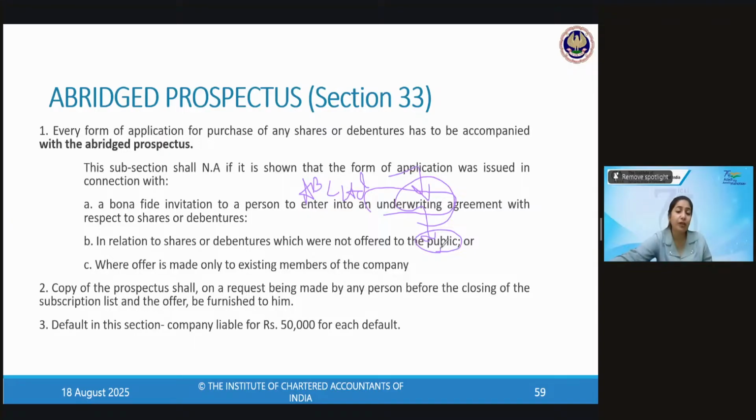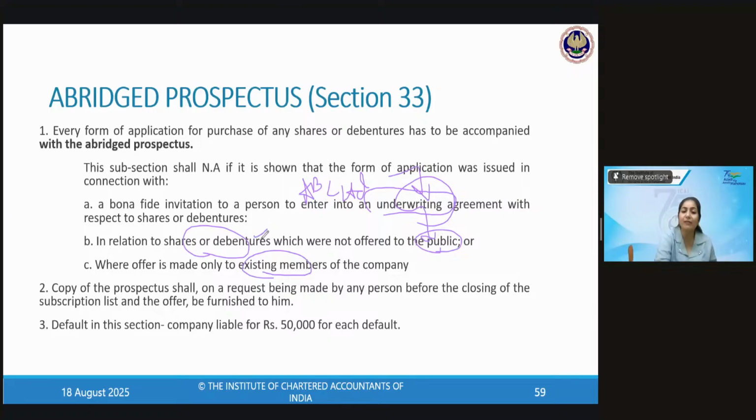If I'm not offering my shares and debentures to the public, means I'm doing a rights issue or I'm doing a bonus issue. In the next chapter, we are going to understand rights issues are given to the existing shareholders. Bonus is another incentive, additional shares I'm giving to my shareholders. I don't need to issue a prospectus to the public. My shareholders already know about my company. So here, abridged prospectus is not required. And if I'm offering again to the existing members only, this is the case of rights and bonus issue.